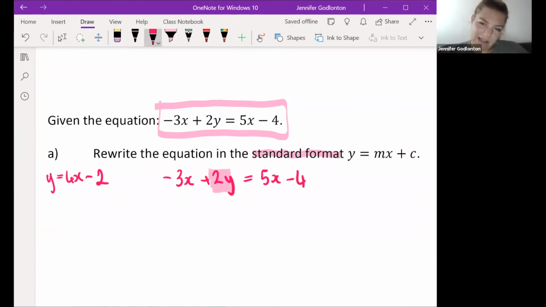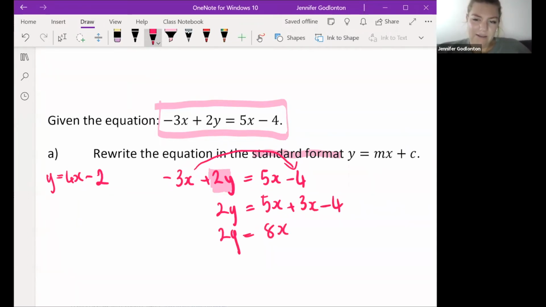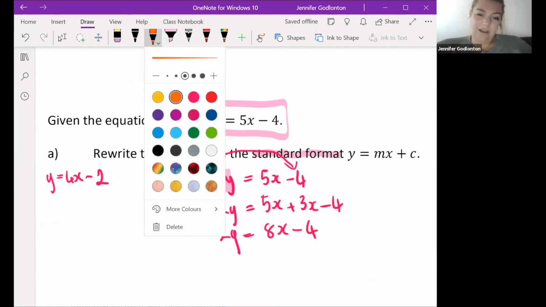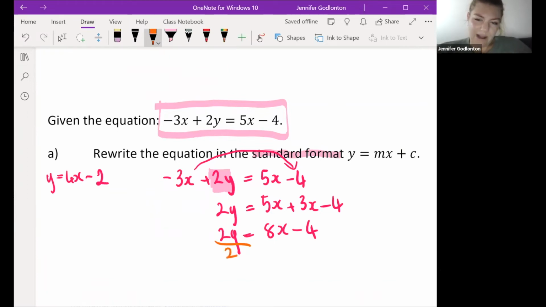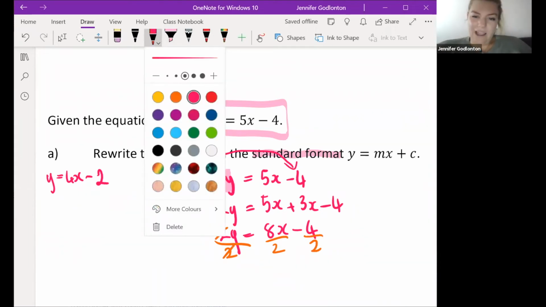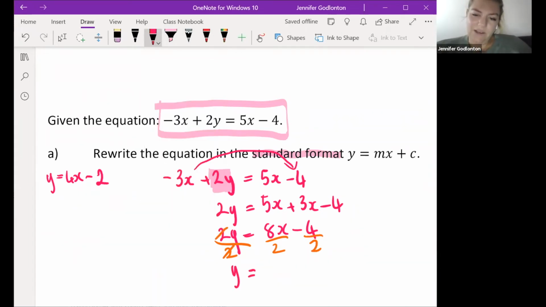So I'm going to take that 3x and I'm going to move it over. So I'm going to have 5x plus 3x minus 4. That's going to give me 8x minus 4. And now I need to divide everything by 2 because I want my y to be alone. So those 2's are going to cancel, and we are left with y is equal to 4x minus 2.